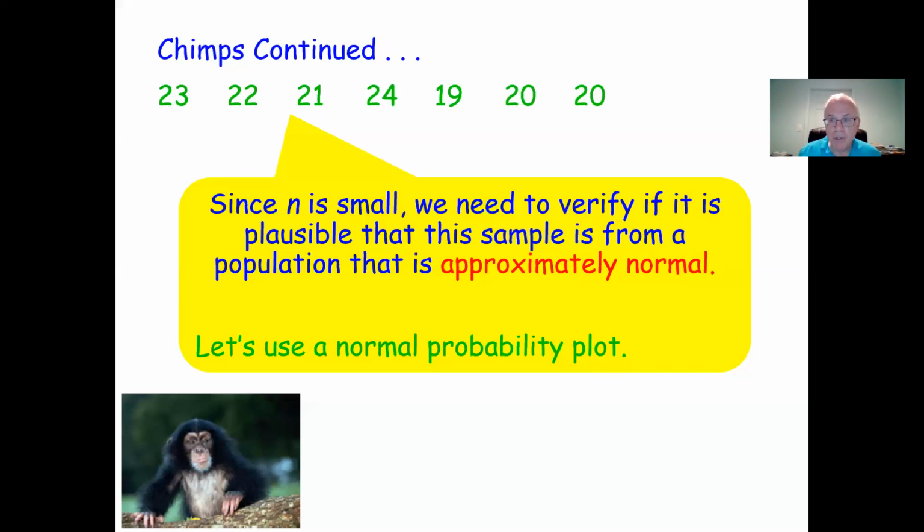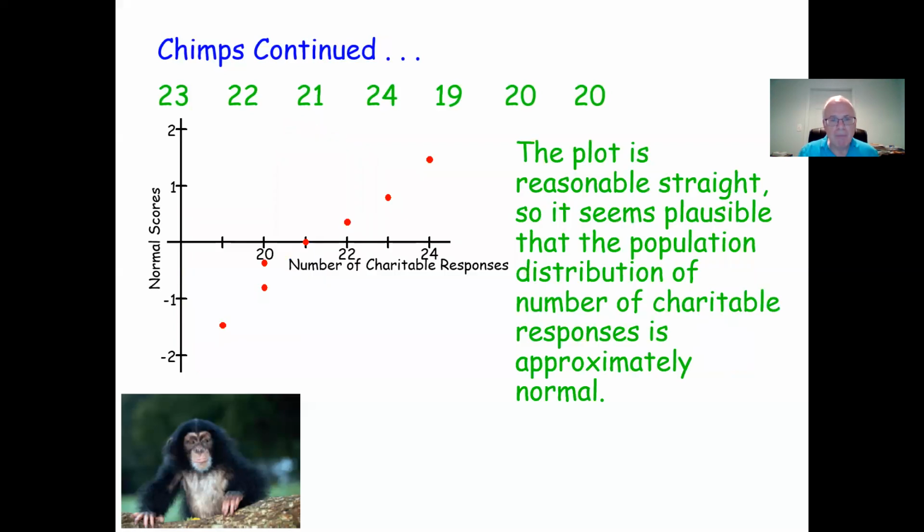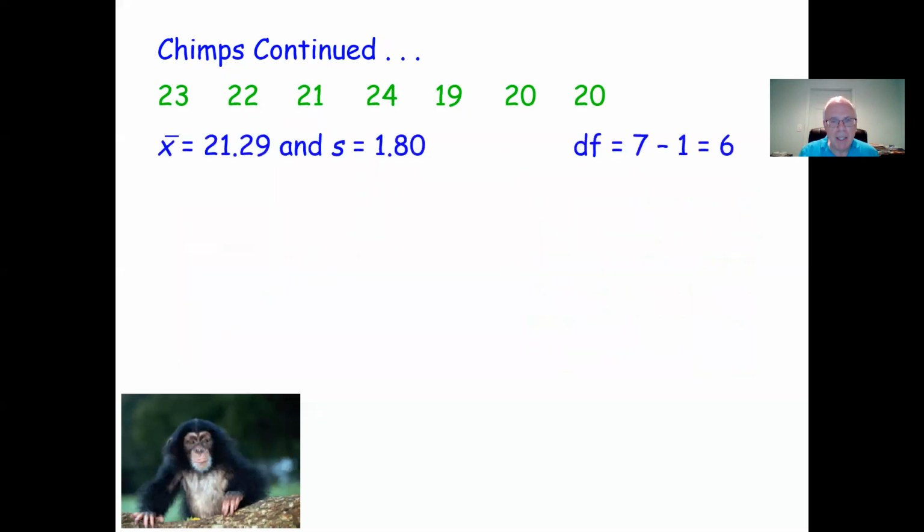Now, we did not learn this in this course. It's more something that's in statistics two. But this is called a normal probability plot. If it looks reasonably like a straight line, then we consider it to be approximately normal. So for all intents and purposes, let's just say that the population of these measurements is approximately normal. Don't worry about the plot that we just saw. I'm not going to test you on that.